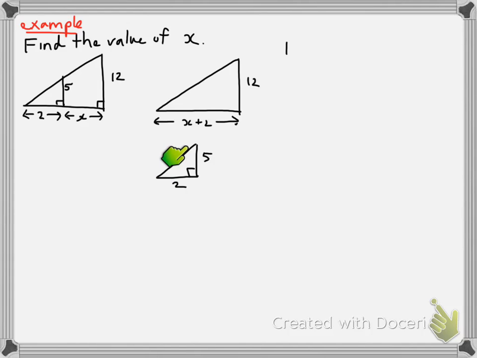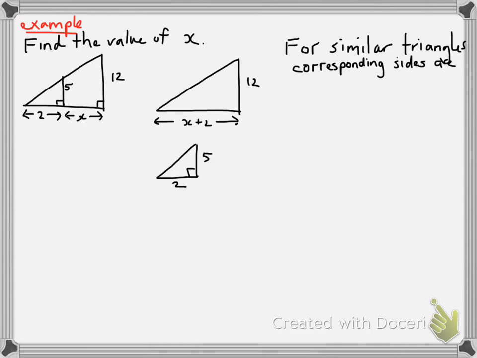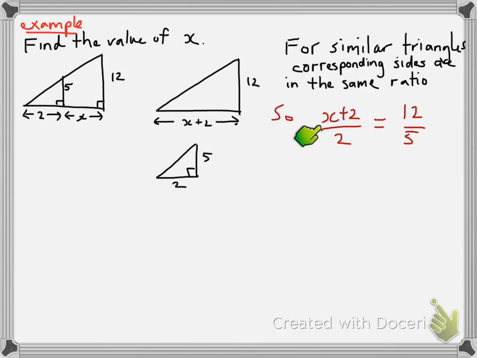Now it's easy to pick up pairs of corresponding sides. This side of 12 corresponds to this side of 5, and this base of x plus 2 corresponds to this one here of 2. So we can now write these ratios down, because remember, for similar triangles corresponding sides are in the same ratio. So the base of the big one, which was x plus 2, is in the ratio to 2 as 12 is to 5.